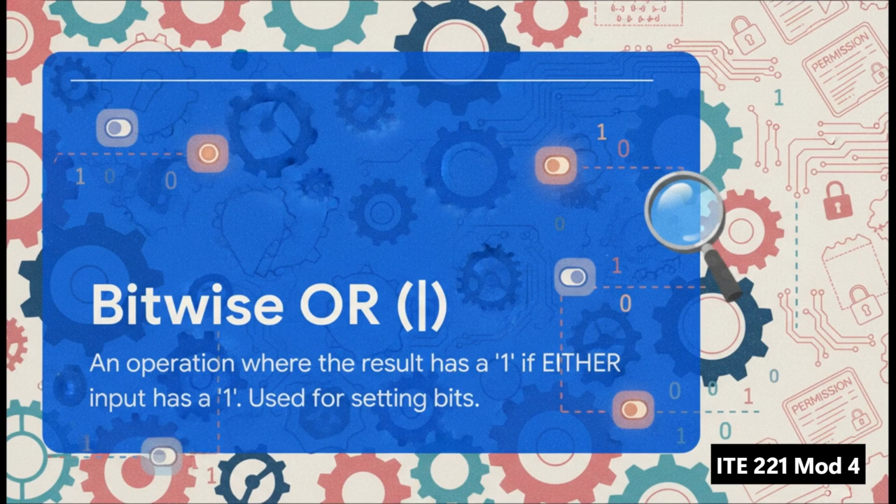This one is all about combining things. Imagine you've got a row of light switches, and you want to make sure one particular switch is on without messing up any of the others. OR is how you do that. It flips that one switch on and leaves all the others just as they were.